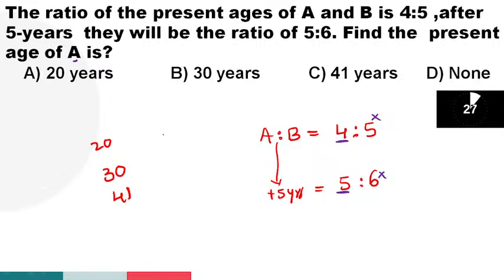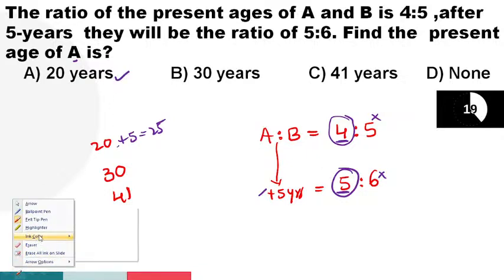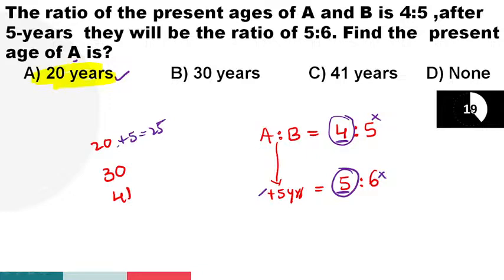Right. So what is the first option, guys, here? 20. 20 is a multiple of 4. Yes, 4 5s are 20. After 5 years, after means plus: 20 plus 5, 25. 25 is a multiple of 5. Yes, 5 5s are 25. That's why option 1 is the right answer, guys.